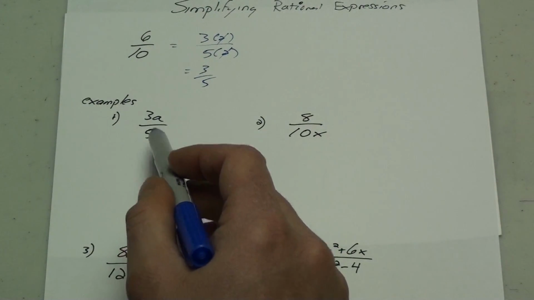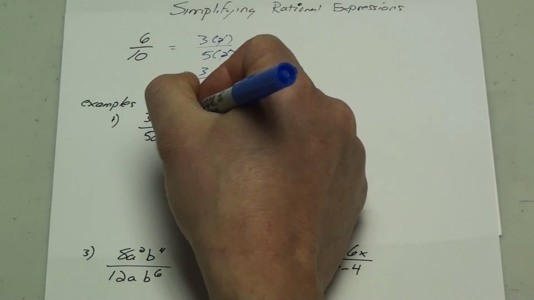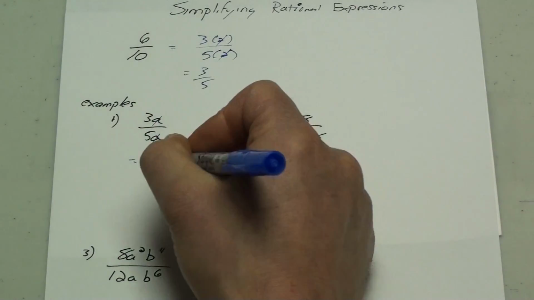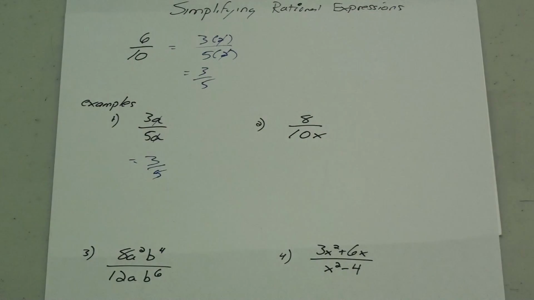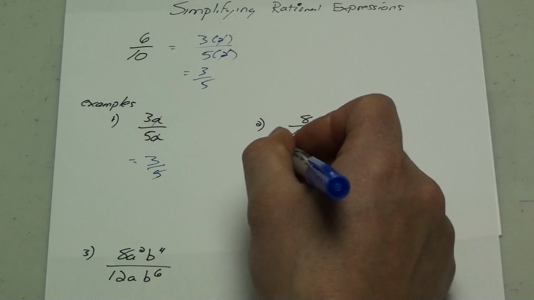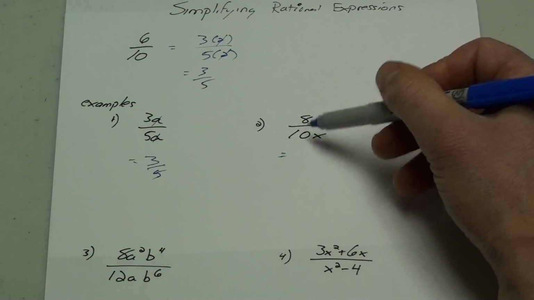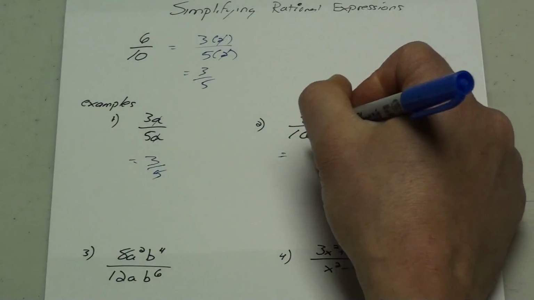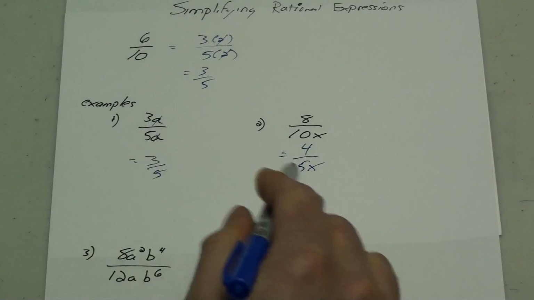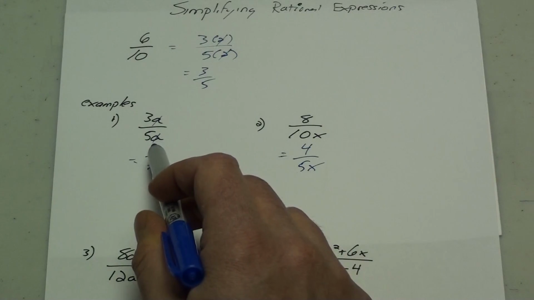So some other examples where you have some variables put in. 3a over 5a. I can divide both the top and the bottom by a. So my a's can cancel out, and in this case I'm just left with 3 over 5. I'm taking the same out of the top as I did the bottom. The next question, 8 over 10x, sorry. I have 8 and 10. Now I can divide both the top and the bottom by 2, and that will leave me with 4 over 5x.